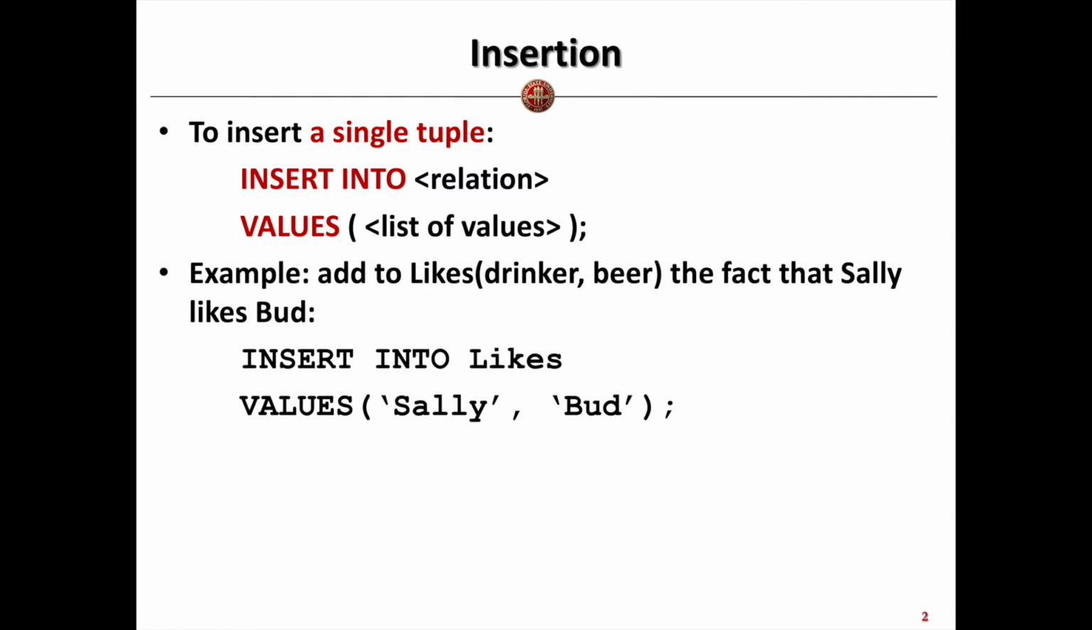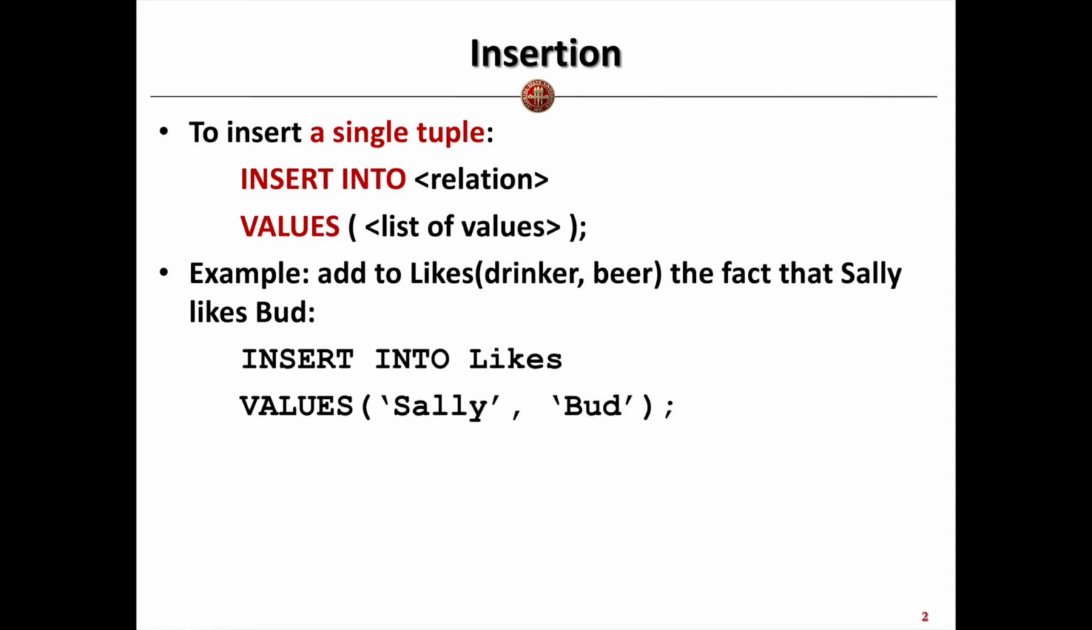We'll provide you with an example. We plan to add some tuples into the Likes table. The Likes table has two attributes. The first one is drinker, the second one is beer. We want to insert into the table the fact that Sammy likes Bud.